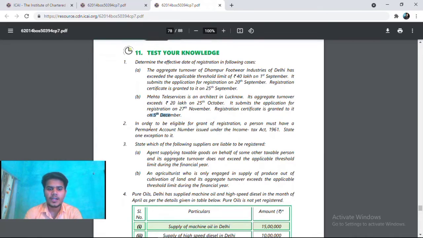Next question. In order to be eligible for grant of registration, a person must have a permanent account number issued under the Income Tax Act 1961. There is one exception to it. We know that if we apply for registration, then PAN is mandatory. But in the case of a non-resident person, PAN is not mandatory. He can apply if he has a valid passport, along with an application which is duly signed by a person resident in India who has PAN. Okay, so let's see the answer for this.